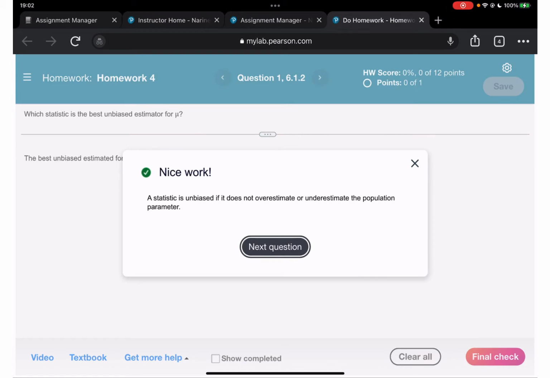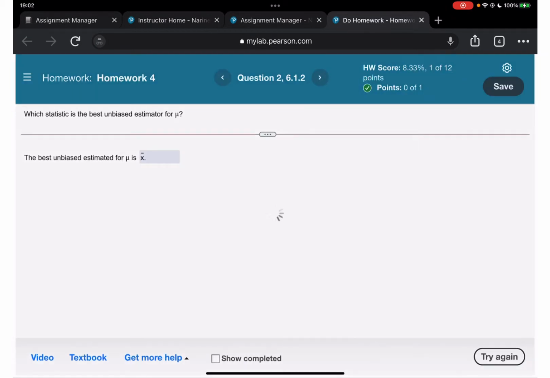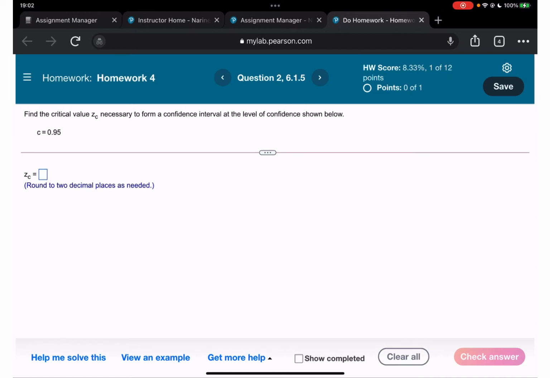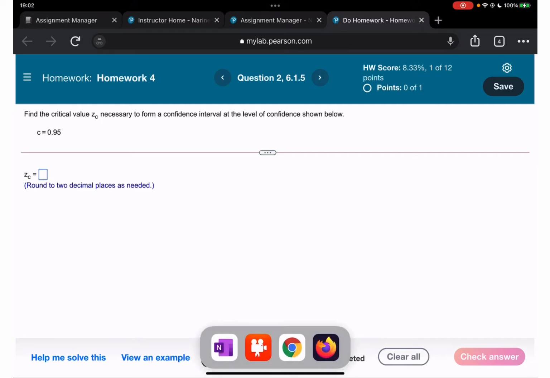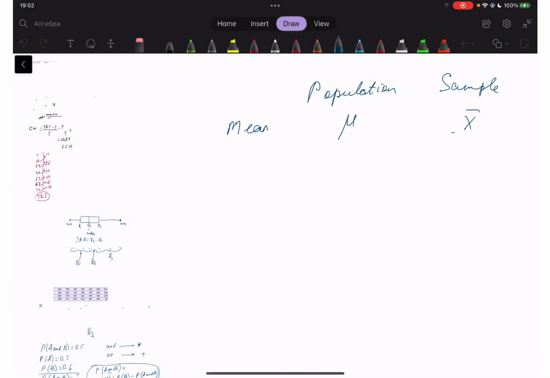All right, next question. Find the critical value Z critical necessary to form a confidence interval at the level of confidence 0.95. First of all, I'm going to place the link to the lecture so you can watch it, but at the same time I'll real quick explain what we are talking about.